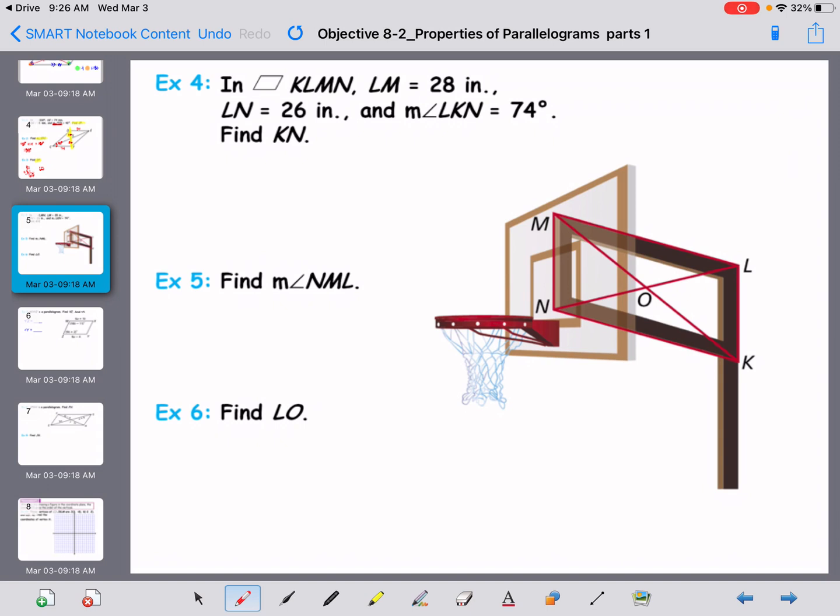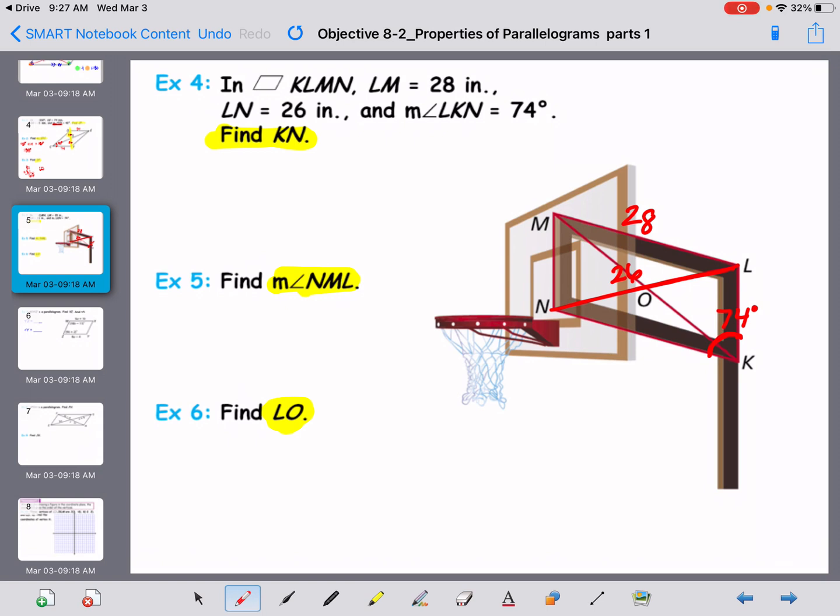All right, so now we've got a little bit of a 3D picture here. It's a basketball goal. In parallelogram KLMN, which is the brace part, LM is 28. LN is 26, so the whole thing here is 26. And LKN is 74. All right, I need to find KN, the measure of angle NML, and LO.